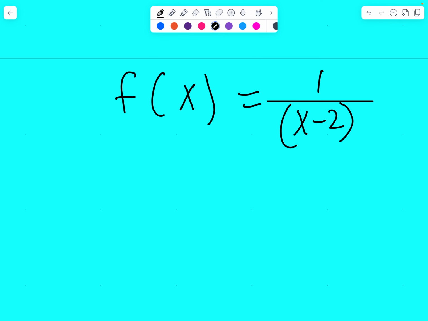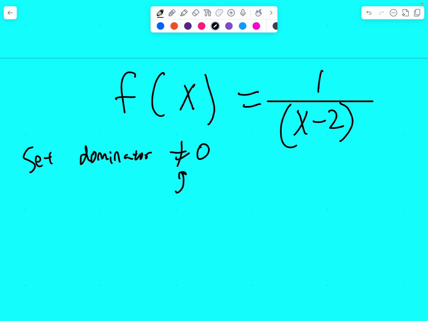Let's do the hardest one. So we have f(x) = 1 over (x - 2). This is a rational function, and we can never, ever divide by 0. So we have to set the denominator, right, cannot be equal to 0. This symbol means you cannot be equal to something.